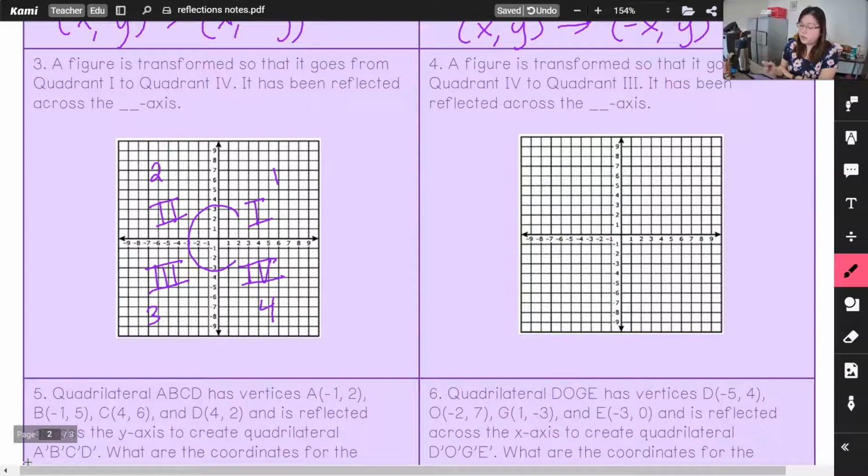Okay, so the question says it starts in quadrant 1. I'm just going to draw a star to pretend like this is our figure. Quadrant 1, and then it moves into quadrant 4. That means it flipped this way. So when it flips this way, it crosses which axis? The x-axis. Okay. So you can try number 4 on your own. You can mark the quadrant same way and then see it went from quadrant 4 to 3. So which axis did it cross? I'll leave that to you.